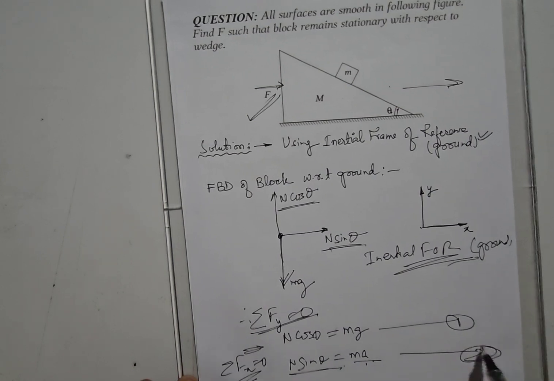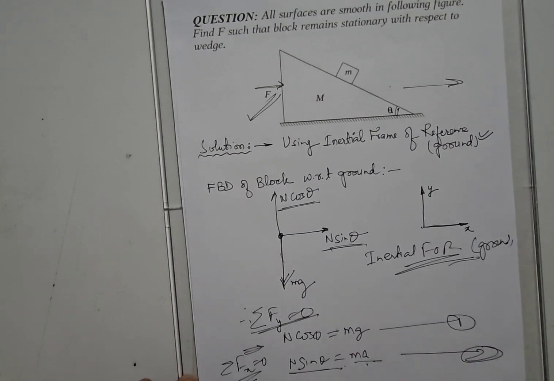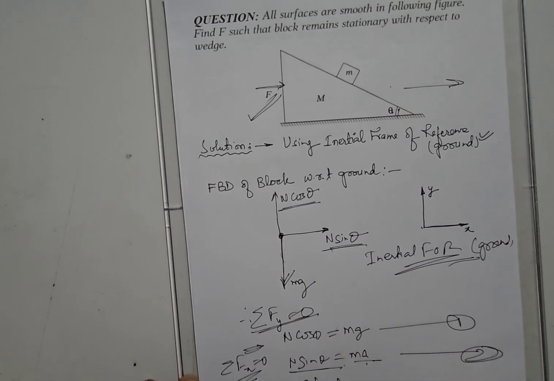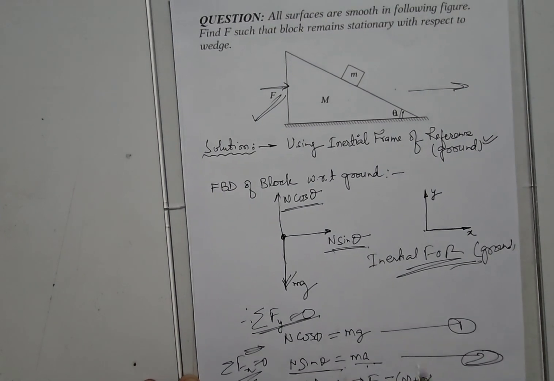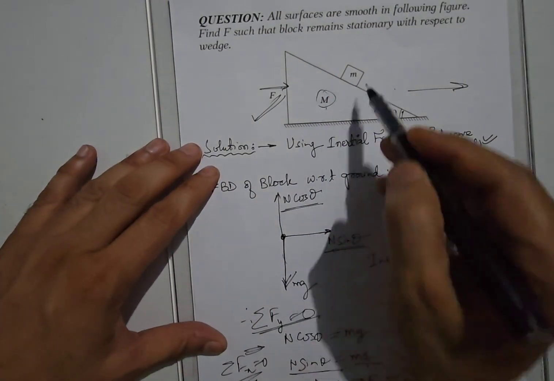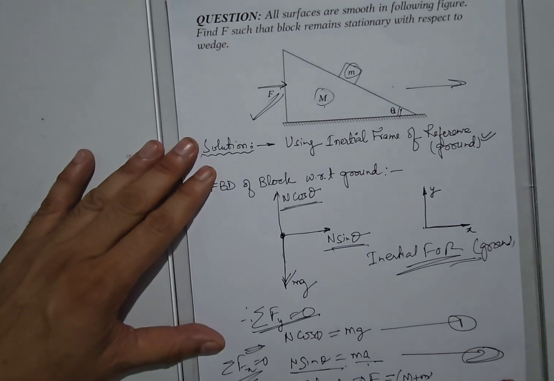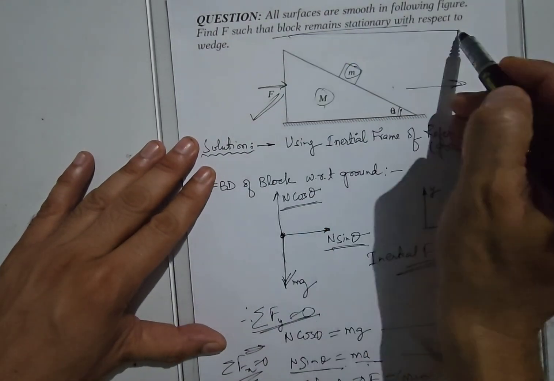Okay, so this is equation number 2. Now if you are equating the two equations, equation 1 and 2, you can say a is equal to g tan theta. Therefore F is equal to (M plus m), because M is the mass of the wedge and small m is the mass of the block which is put on this, for the condition that the block remains stationary with respect to the wedge.